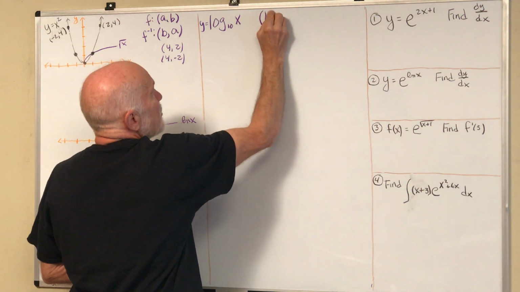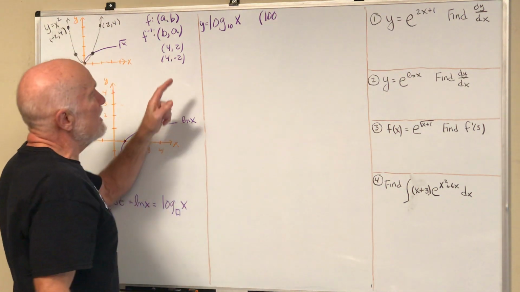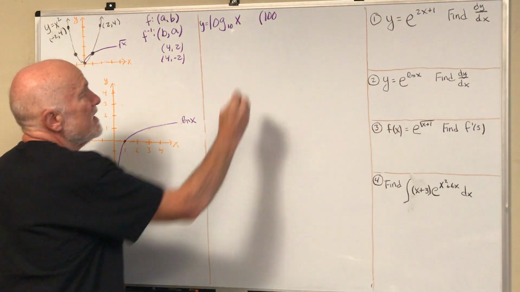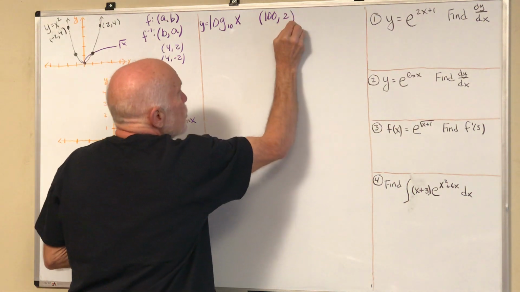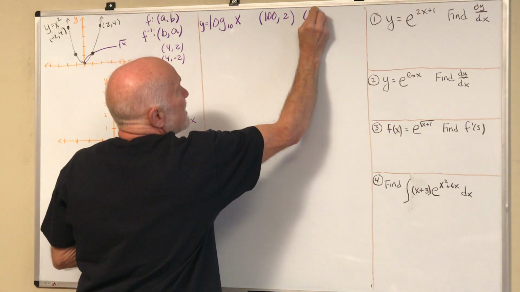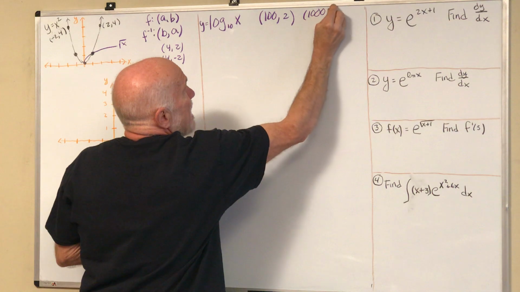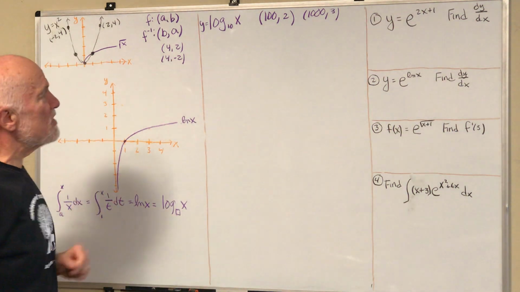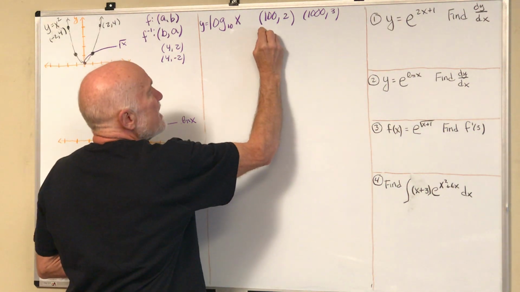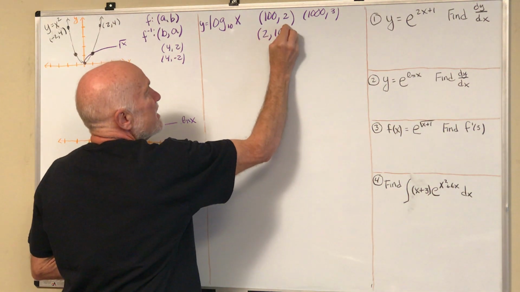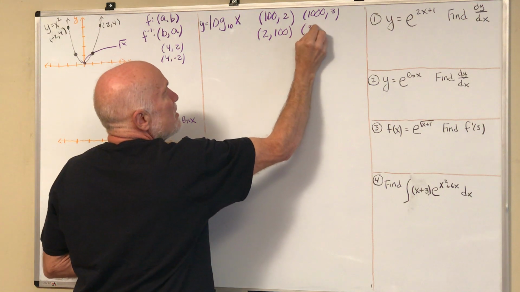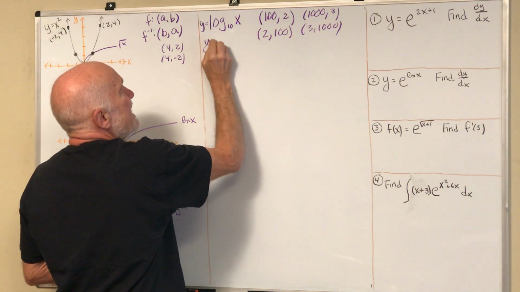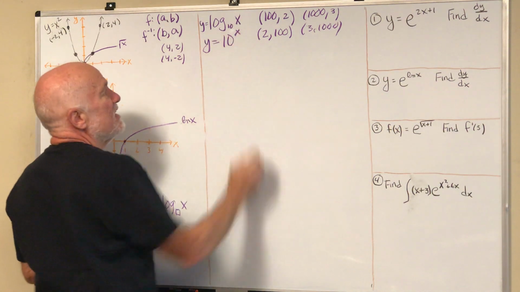You put in 100 for x, and it finds out the power of 10 that gives you 100. So it would come out with 2. If you put in 1,000, it would come out with 3. So what does just the opposite of that? What do you put in 2 and you get 100? You put in 3 and you get 1,000. That would be the function y equals 10 to the x.